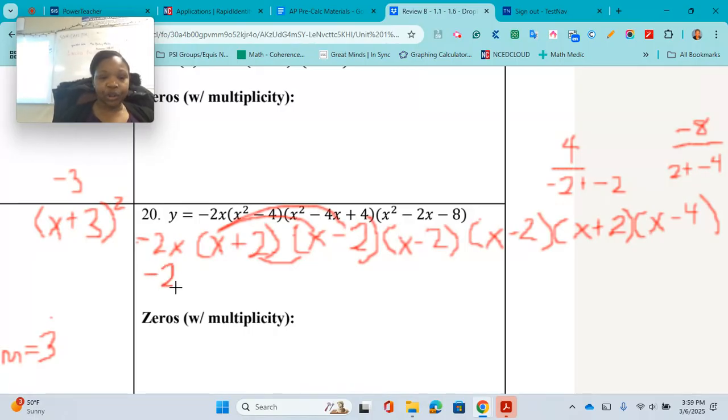So we could do this as negative 2x times x plus 2 to the 2nd power, excellent, because we have 2 of those, times x minus 2 to the, how many x minus 2s do we have? 1, 2, 3. And the last one, we have x minus 4.